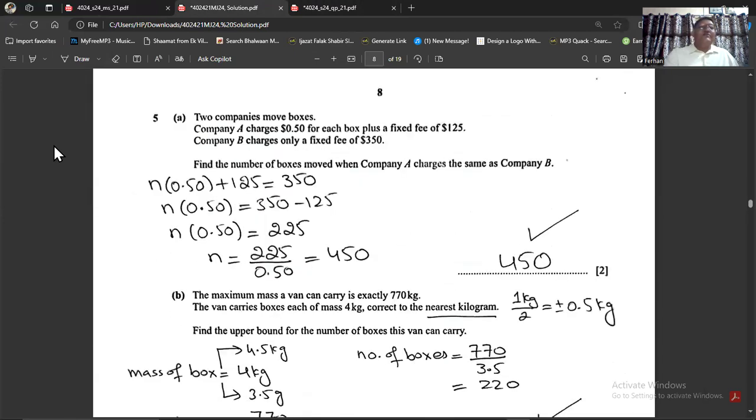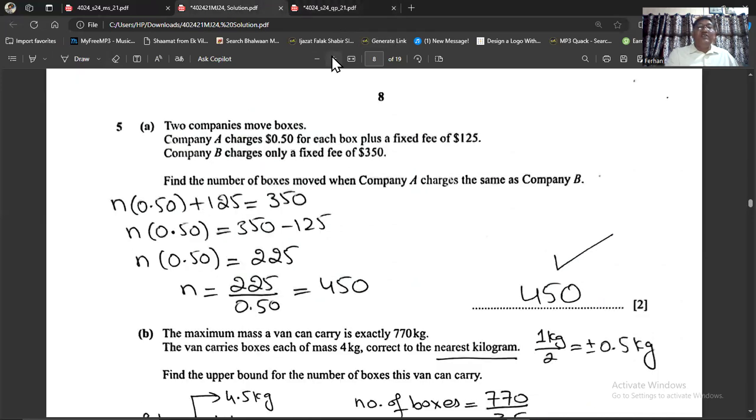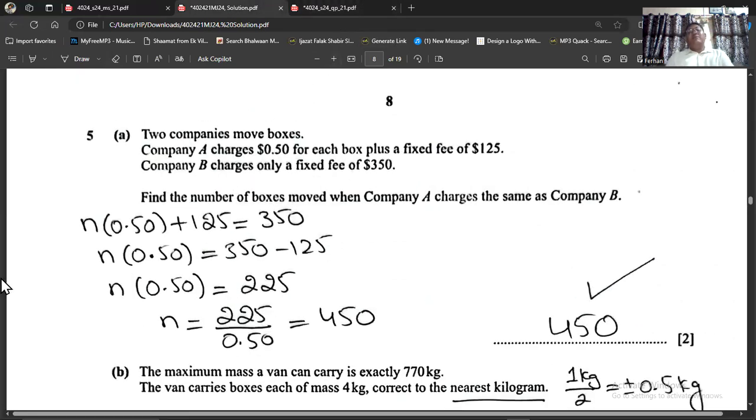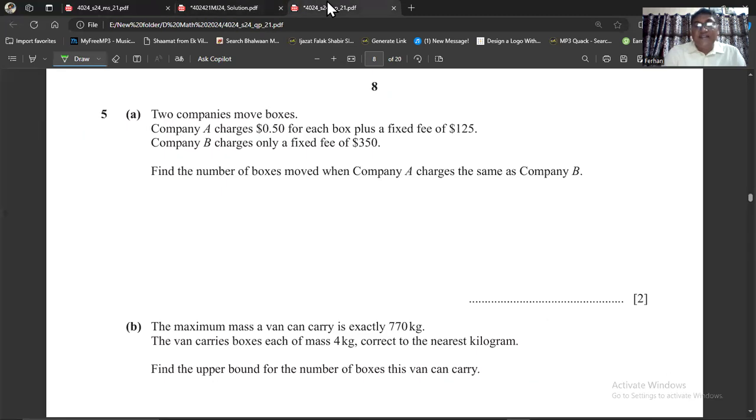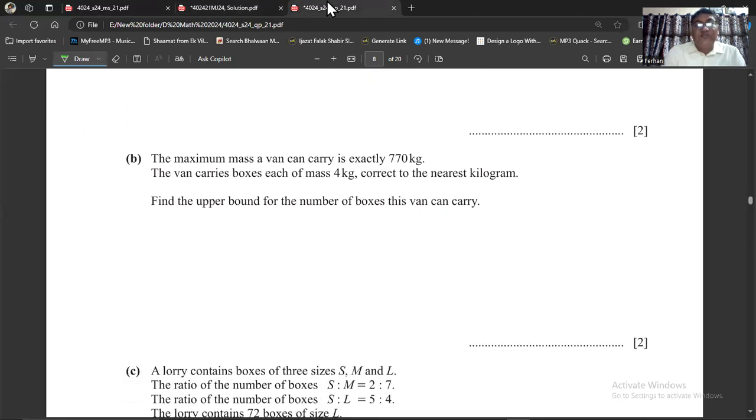So here comes question number 5, its A part solution. So we have n multiplied by 0.50 plus 125, that will be equal to $350. So n into 0.50 equals 350 minus 125. So n into 0.50 equals 225. n equals 225 divided by 0.5, and that will be 450. So the number of boxes company A has to move is 450 boxes. Okay. So then the next question is question number 5, and it's B part.